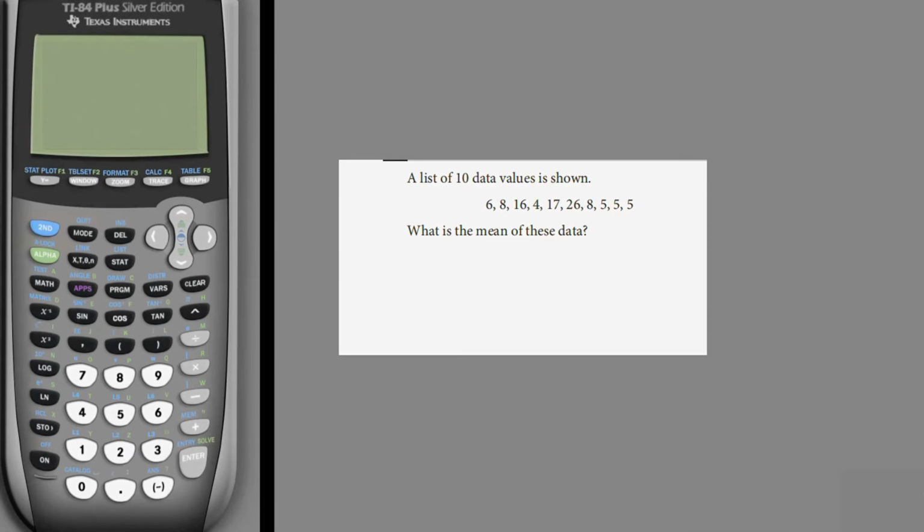In this video, we're going to learn how to solve this math problem easy and fast using the TI-84 Plus CE calculator. So the question is under statistics. The question says a list of 10 data values is shown. What is the mean of this data?